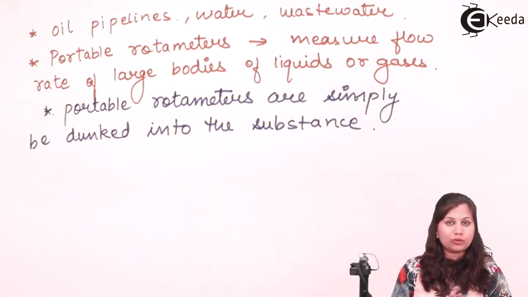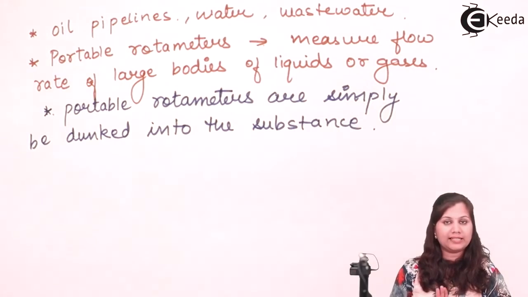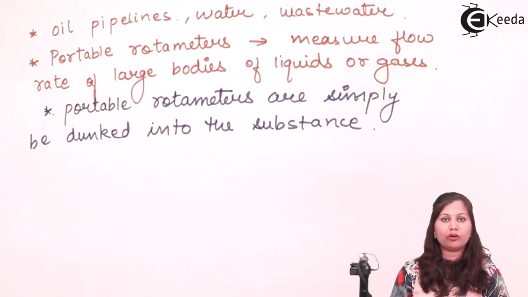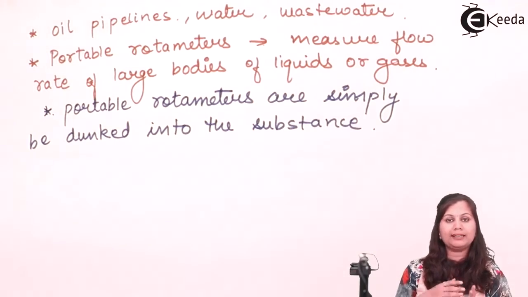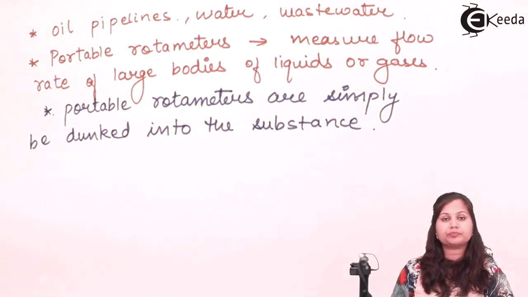We have seen that rotameters are used for the flow rate measurement of liquids as well as gases. In liquids, we have water, oils in the pipelines, wastewater industries, and chemical industries, where we can use them for liquid flow rate measurement, and it can also be used for gas flow rate measurement.